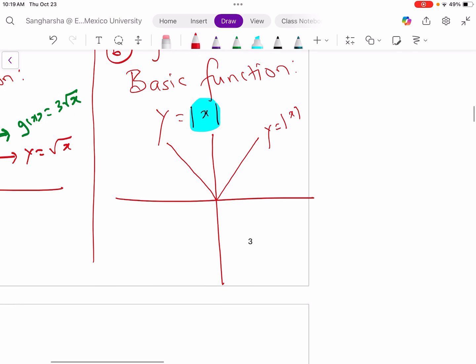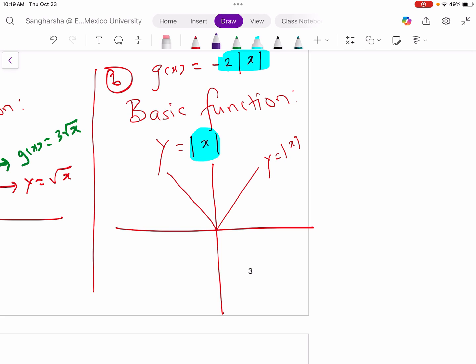Now let's multiply by 2. Multiplying by 2 means you are stretching away from the x-axis. You make the V away from the x-axis. So this is y equals 2 times absolute value of x. Now we need negative. Negative means we have to multiply by a negative number, so you are reflecting that graph across the x-axis. So this is our g of x equals negative 2 times absolute value of x. This is how we use the transformation to get this final graph.